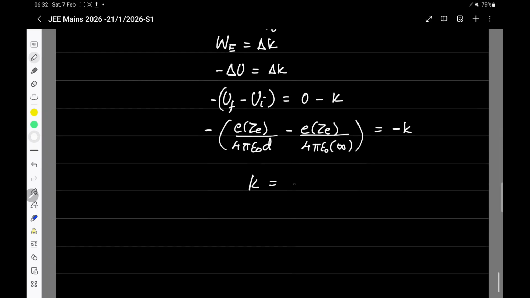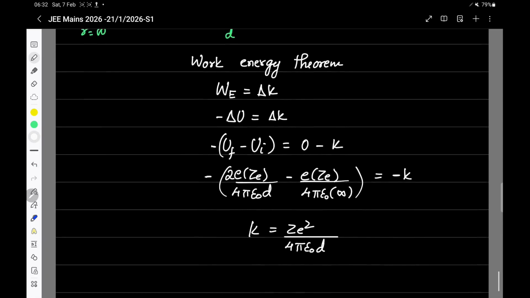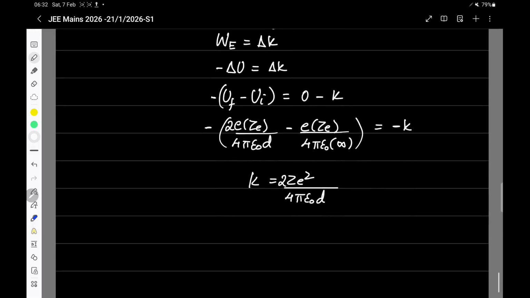So you get K is equal to Ze square divided by 4 pi epsilon naught d. There is a slight mistake over here. I have taken the charge of alpha particle as e, but actually it is 2e because it's doubly ionized. So we should be having 2Ze square over here. That is a mistake on my end. So it is 2e. The charge of alpha particle is 2e.